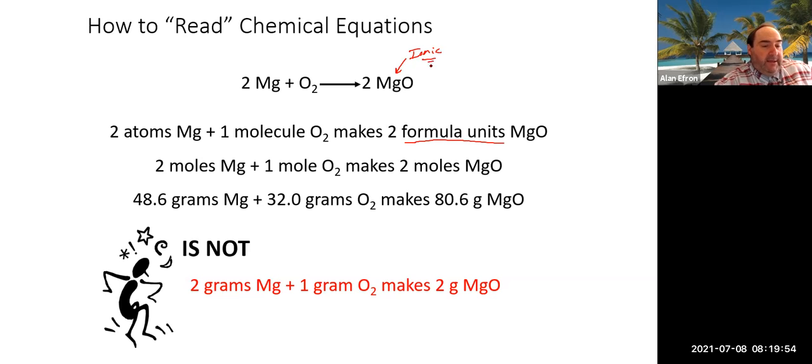Because it's ionic and it's technically not sharing electrons, sometimes people will not call it a molecule. Remember, a molecule implies covalent bonding. So for ionic compounds, they'll use the terminology formula unit in place of a molecule of a covalently bonded compound. If you see formula unit, I won't say it's 100% equivalent, but it's essentially equivalent to a molecule.